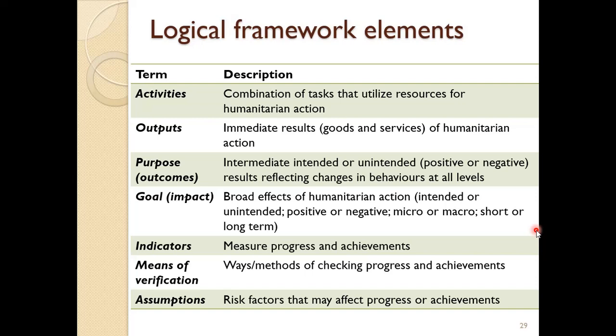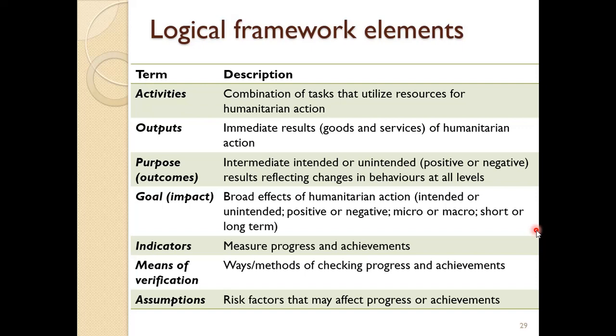Maybe they could use the money to drink alcohol, to put off the pressures and shocks that have been brought by the losses incurred during the crisis, and that is unintended. Or the intended and positive could be that they have actually used the money to purchase agricultural inputs and they are able to farm and so on.